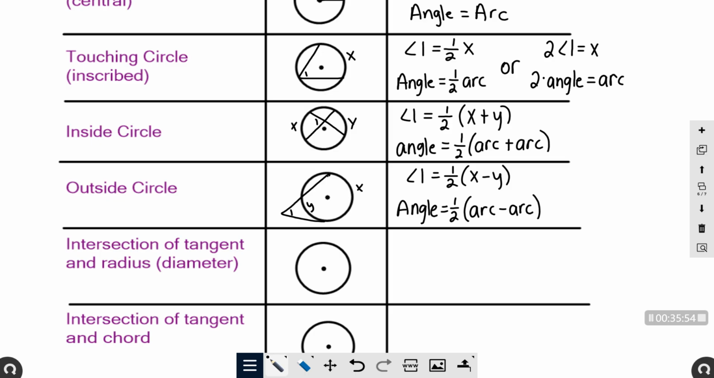The next one we talked about at the beginning of the class, what do we have when we have a radius and a tangent? Radius and a tangent, perpendicular, that's right. And it could be a radius or a diameter. I'll just call this angle 1. So angle 1 equals what degrees if it's perpendicular? 90 degrees.